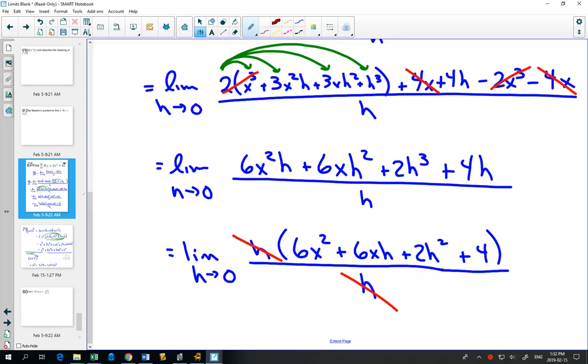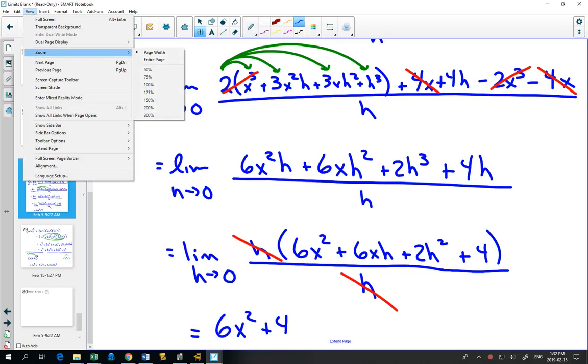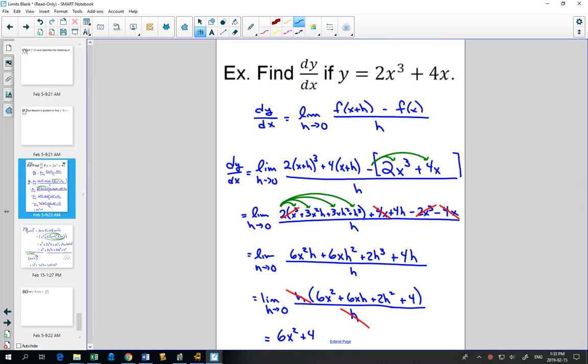And after all of that, we can now apply the limit. We can plug in 0 for h. And the only thing we would be left with is 6x squared plus 4. Look at all that beautiful algebra.